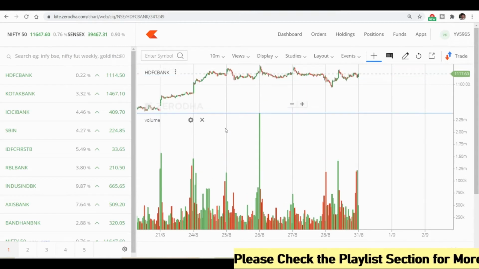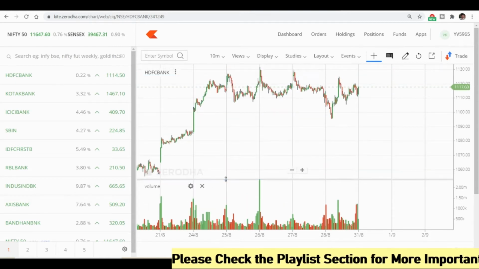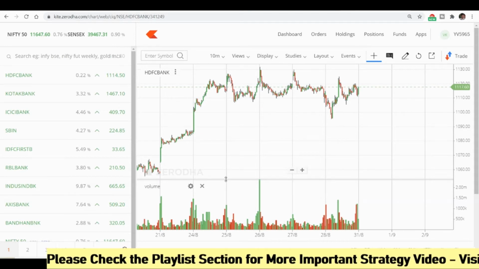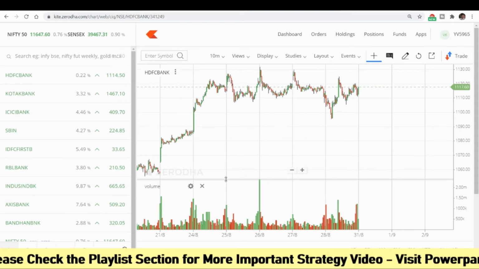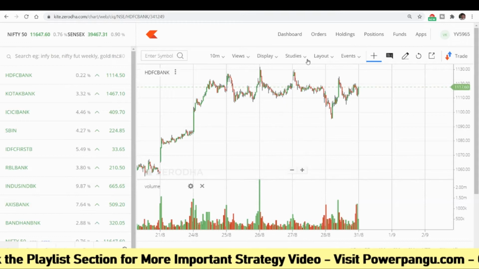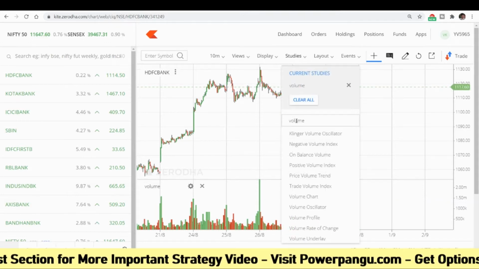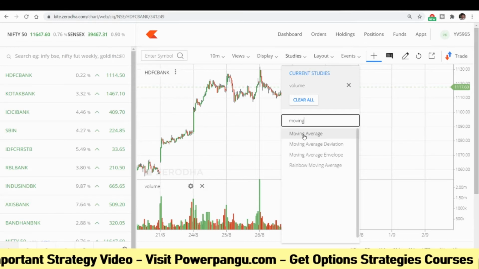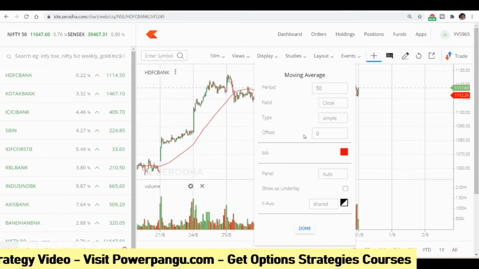We saw that table, right? At this time we had this much volume exchanged. That is what we are going to draw here. Next we will see the moving average. So click moving average. Basically you can draw the moving average on the share price or on the volume.